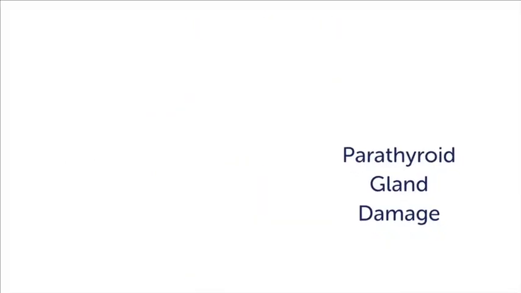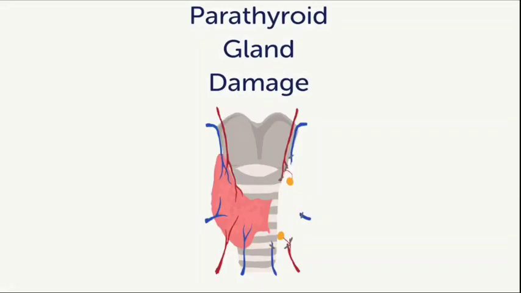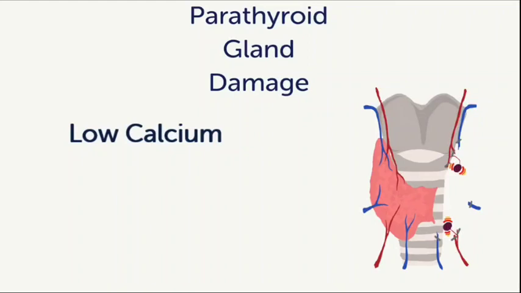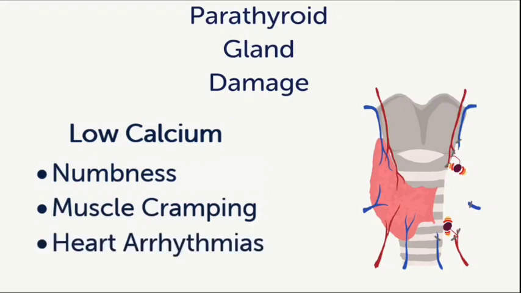Number 6. Damage to the parathyroid glands. As mentioned previously, these tiny glands are in charge of calcium levels in the body and are carefully separated from the thyroid before it is removed. But occasionally, they may be stunned or damaged, causing them to not work properly after surgery. Rarely, they may also be removed. Because there are usually 4 glands, there is backup in case 1 or 2 of the glands are stunned or damaged. But low calcium levels after surgery may cause symptoms such as numbness, muscle cramping, and even heart arrhythmias.